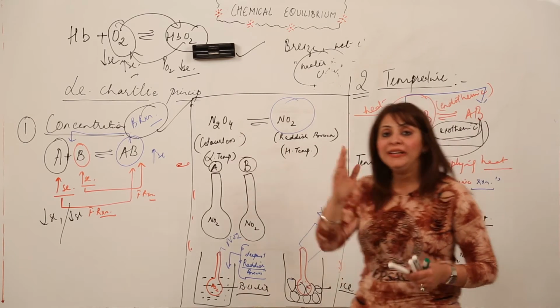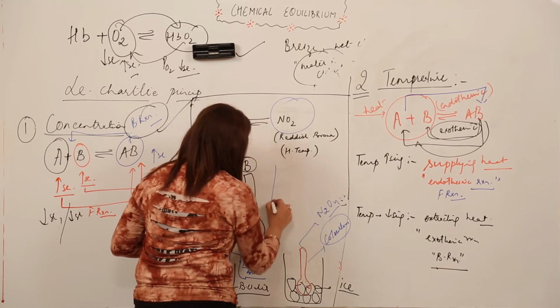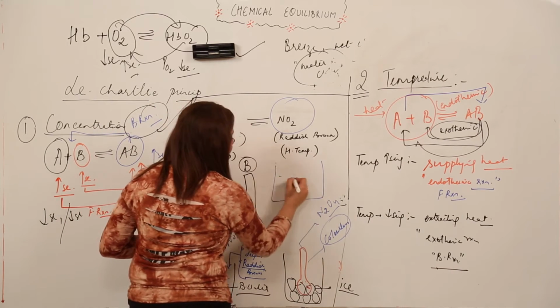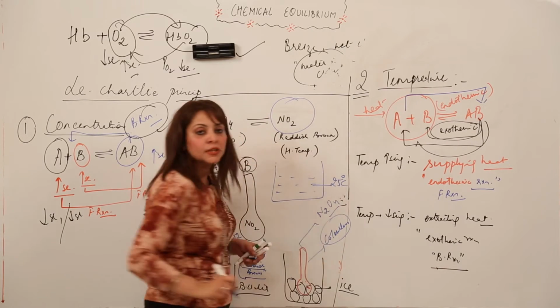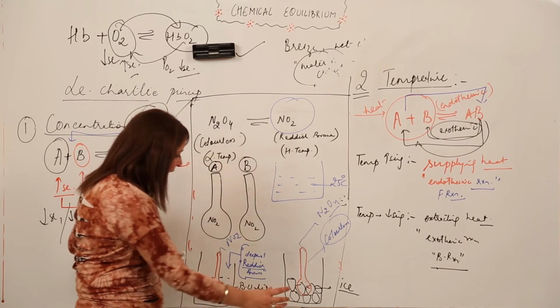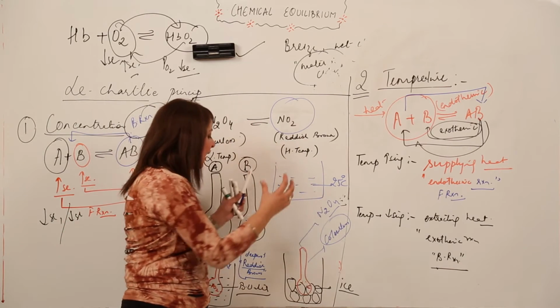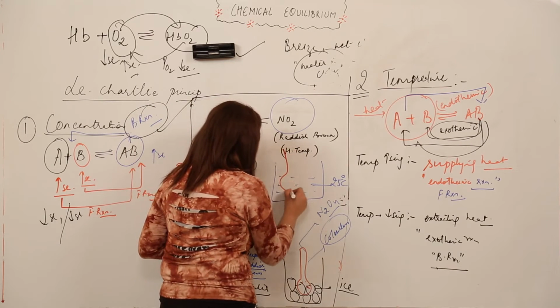Now what I am doing next, just look at the board. I am taking another beaker which contains water at 25 degrees Celsius, suppose. I am removing vessel A and vessel B, and I am putting these vessels into the same beaker.